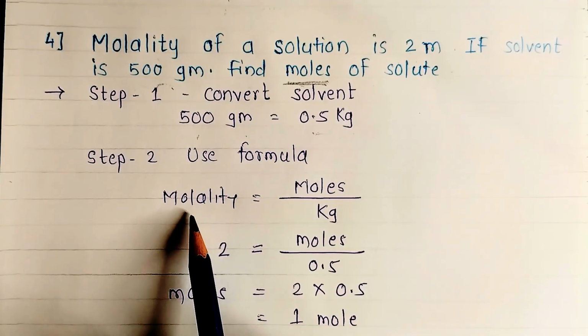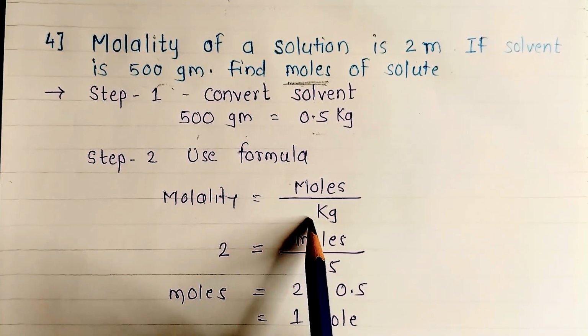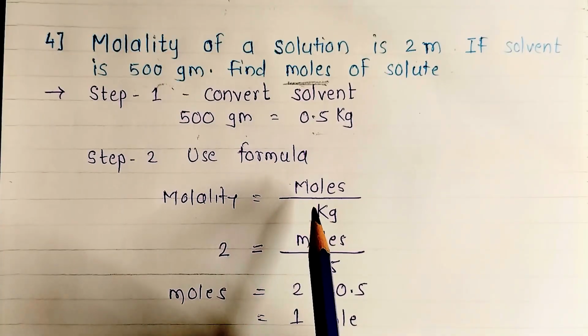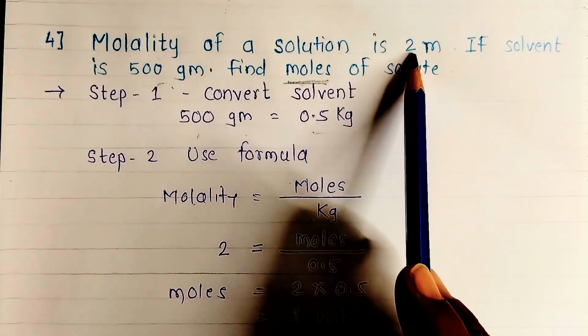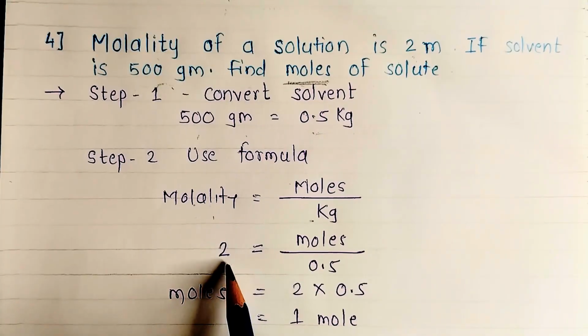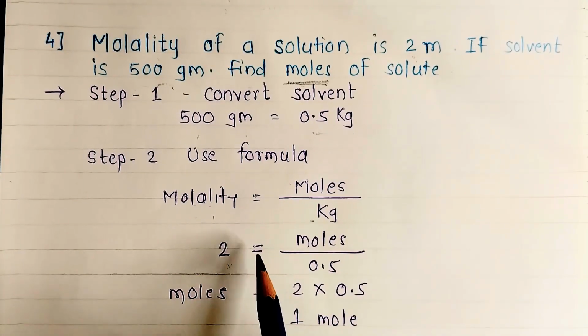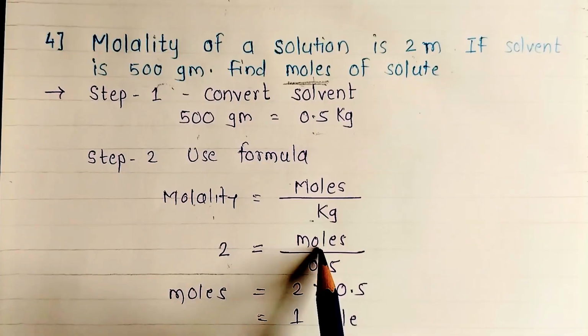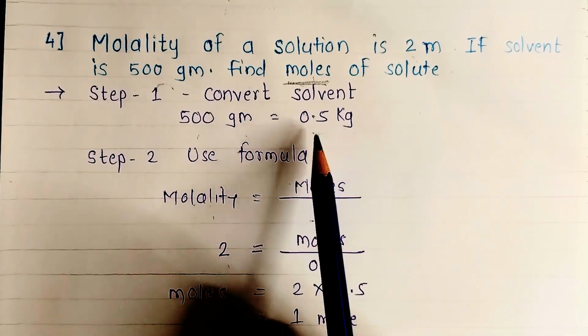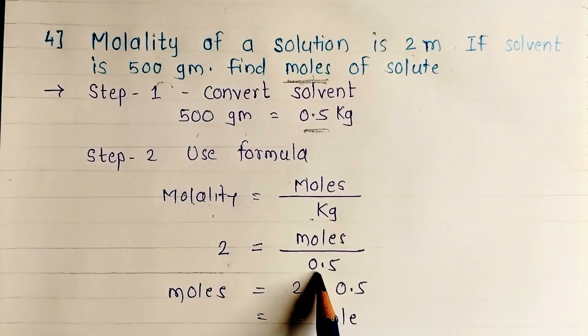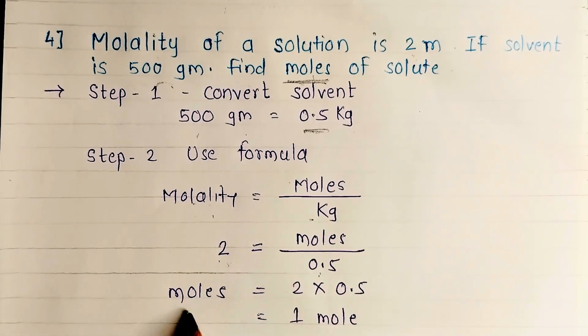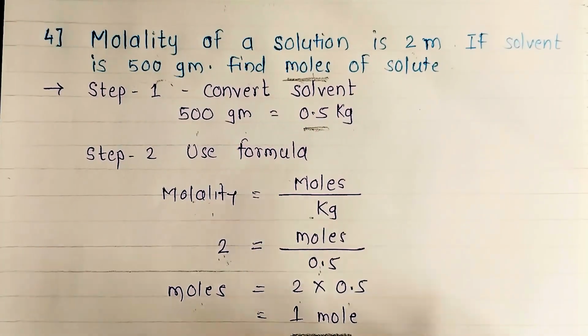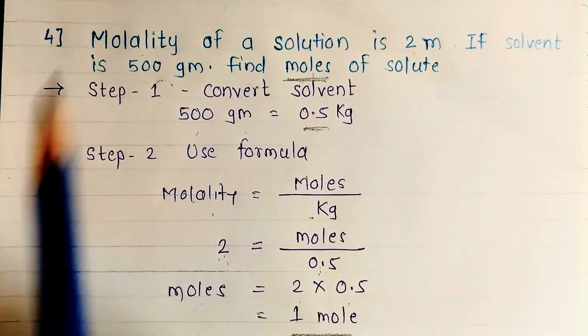As we know, the formula to calculate molality is moles of solute divided by mass of solvent in kilograms. Here molality is given, that is 2 molal. We have to calculate the number of moles. And the mass of solvent in kilograms is 0.5. So moles is equal to 2 into 0.5. That means 1 mole. So in this way we calculate the number of moles by using molality.